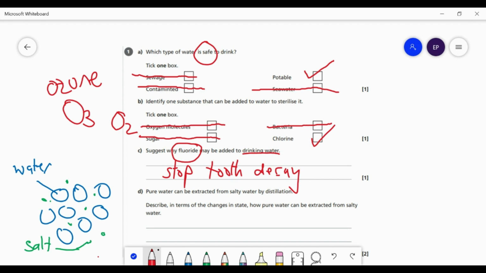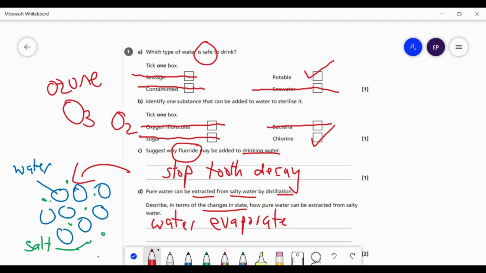Finally, D, pure water can be extracted from salty water by distillation. Describe in terms of the changes of state how pure water can be extracted from salty water. So if we look to the side, we can see a diagram with the water molecules and the salt particles drawn out. Now, water will, when it's heated, change from a liquid to a gas before the salt will change state. So in our first step, we want to explain that the water, when it's heated, is going to evaporate. So it's important in our answer that we talk about the water evaporating rather than the salty water, which would be incorrect. It's only the water part that's going to evaporate.